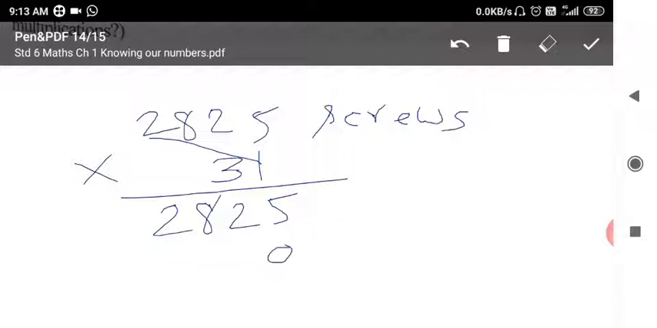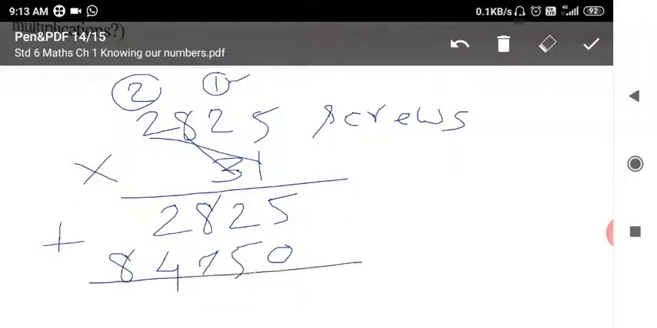First 3 times 5 is 15. It means 5 will come down, 1 carry forward. 3 times 2 is 6 and plus 1, 7. 3 times 8 is 24. 4 will come down, 2 we have to carry forward. And last 3 times 2 is 6 plus 2 means 8. So we will do the addition now of both these numbers. So we will get the number of screws.